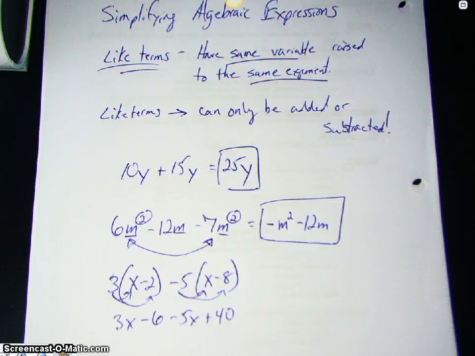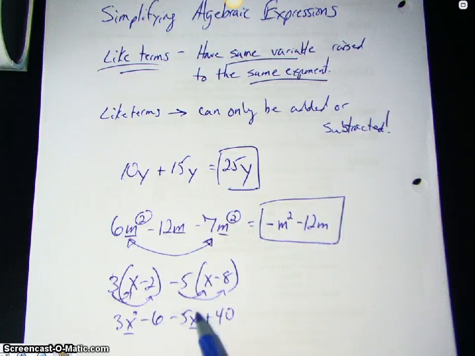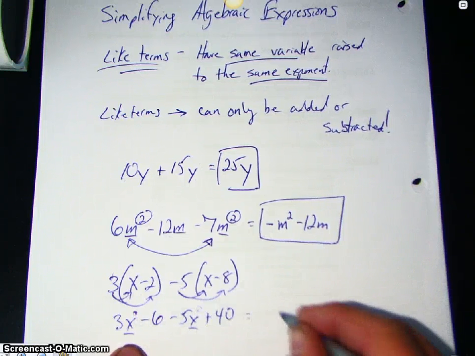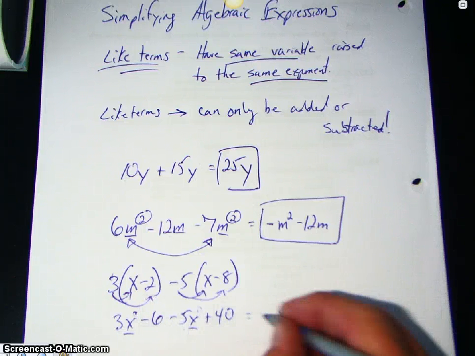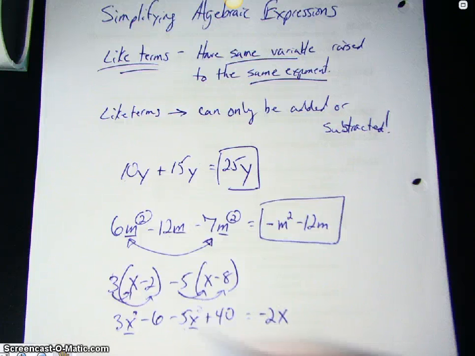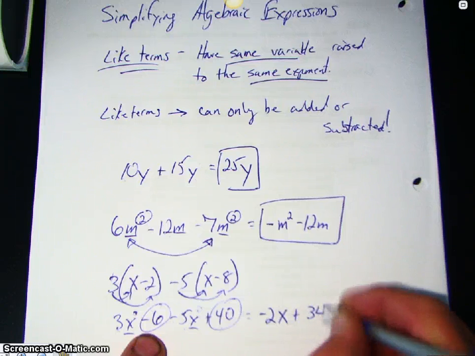Now I can add like terms. Well, this has x, this has x. They have the same exponent. Right, so therefore I can subtract or add. So 3 minus 5 is negative 2. And this one and this one do not have any variables at all, so automatically means they are like terms. So negative 6 plus 40 is a positive 34.